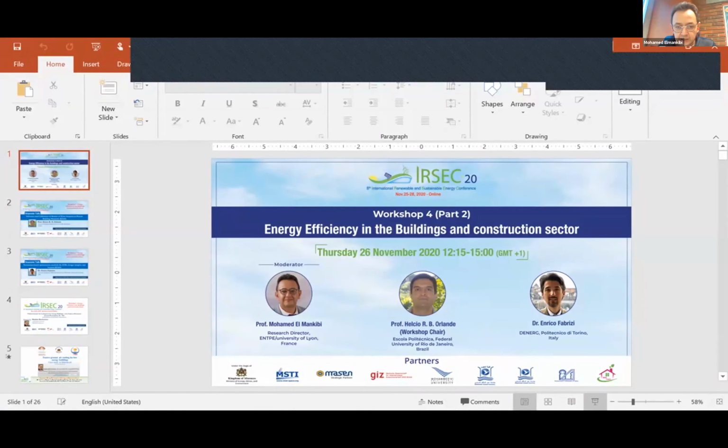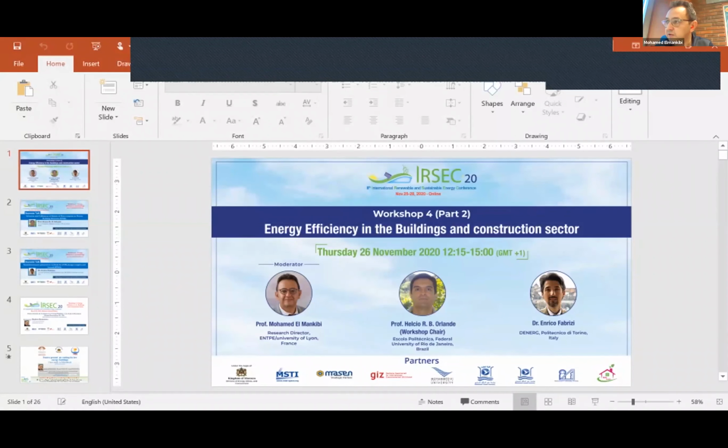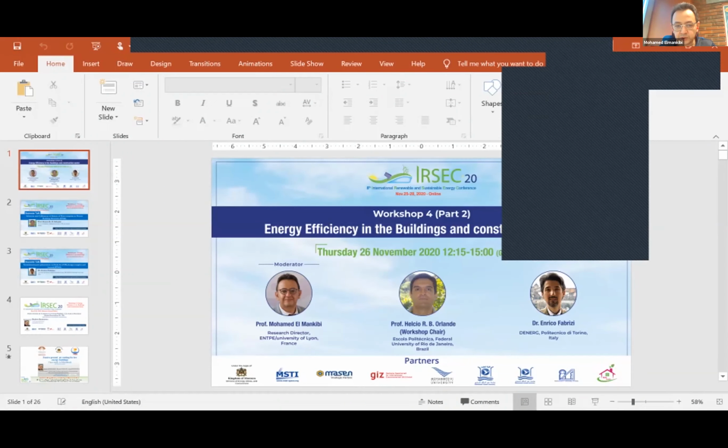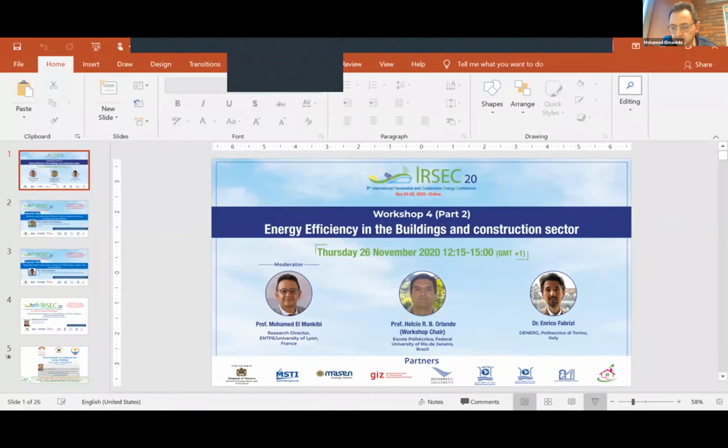This is the second part of the workshop we held yesterday with Professor Allard and Professor Matt Santamoris and myself, and it was chaired by Professor Fabrizio from Politecnico di Torino. I think I have the control. Yes. So this workshop is dedicated to the energy efficiency in the building and the construction sector. So we dealt yesterday with different topics related to heat island storage and indoor air quality.